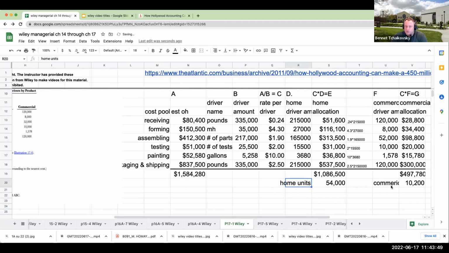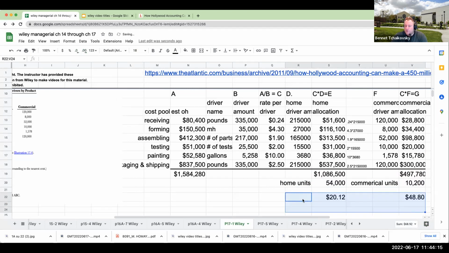Because I need this done on a per unit basis, what I need to do is say, okay, if I'm taking 1,086,000 divided by 54,000, I'm coming up over here with $20.12 per unit. Over here, I'm coming up with $49 per unit, or $48.80. So that is my per unit cost for each of these, and where did this come from? This is 1,086,000.